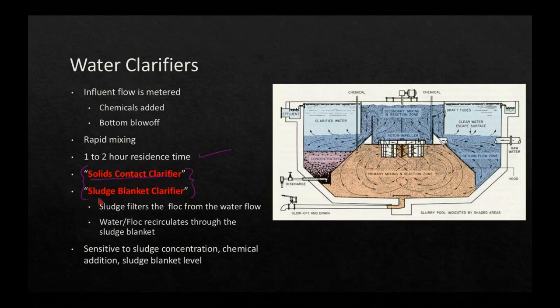Solids contact clarifier and sludge blanket clarifier, they are the same thing, but you hear both words back and forth. Okay, solids contact and sludge blanket. Basically what that means is we make the sludge blanket, and the water goes through it. So as the coagulant makes the little pin flocks, they get trapped in the other sludge, and so that's why they call it a solids contact or sludge blanket clarifier. Aeration, eh?